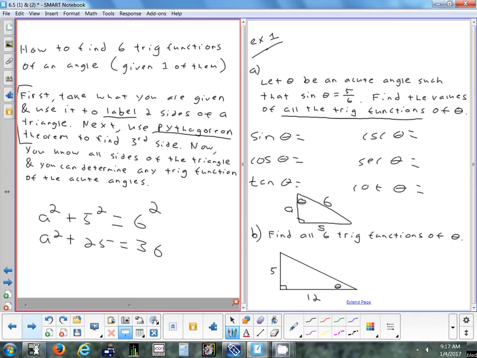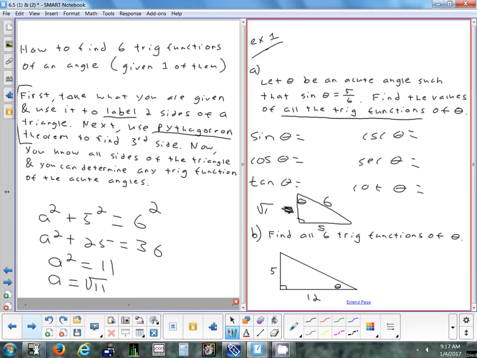Okay, so we get 5 squared is 25, 6 squared is 36. So a squared equals how much? 11. So a is going to be square root of 11. Okay, and we're going to leave it just like that. The only problem we could run into is if we ever get a square root in the bottom of a fraction, we need to fix it. Okay, so now I know this is square root of 11. And what side is that in the triangle? That's the adjacent.